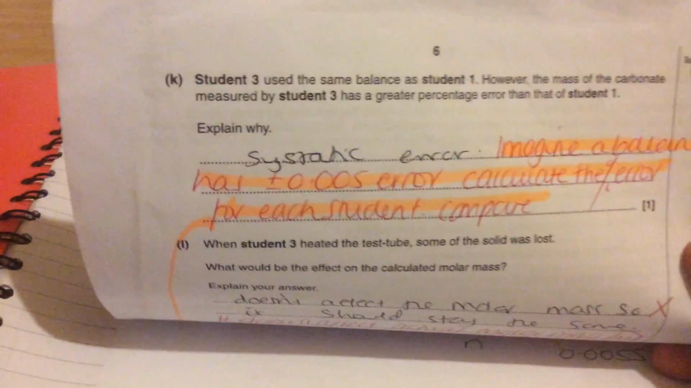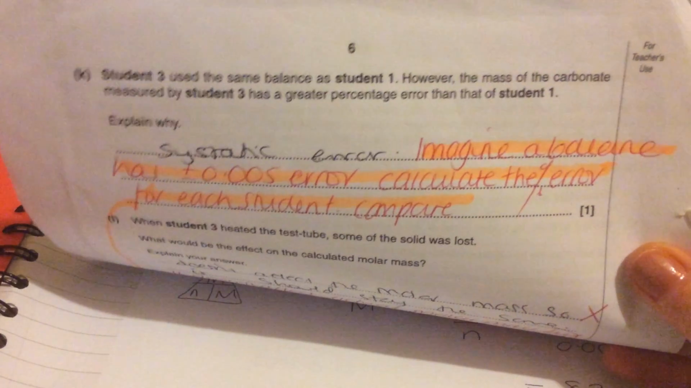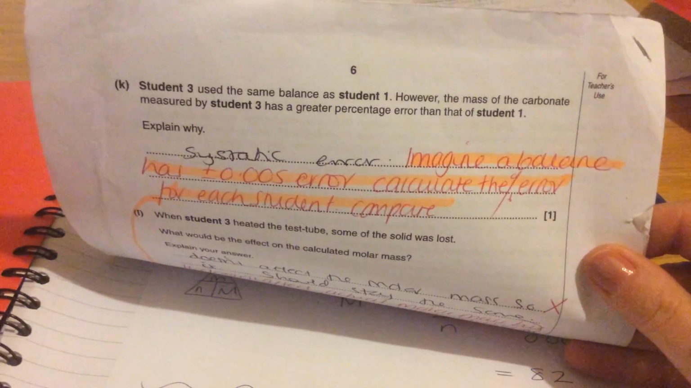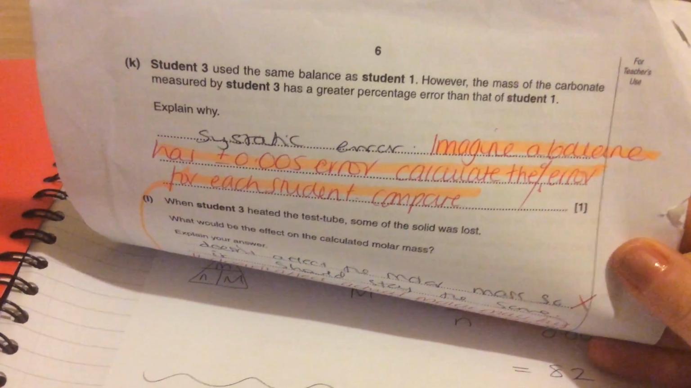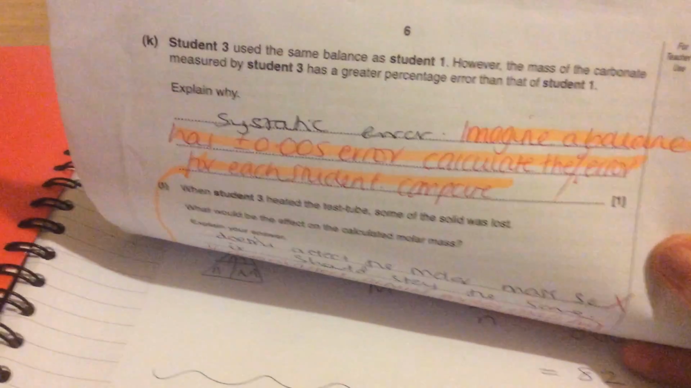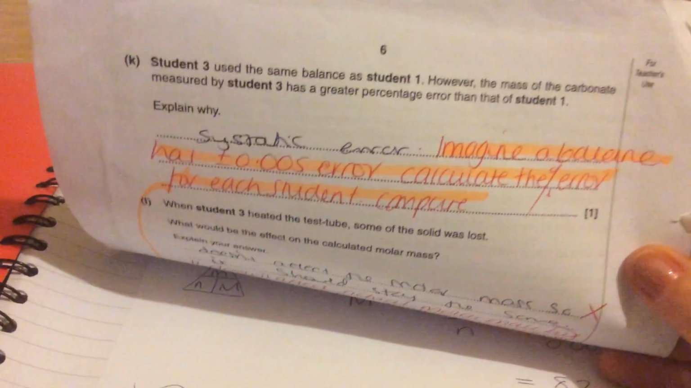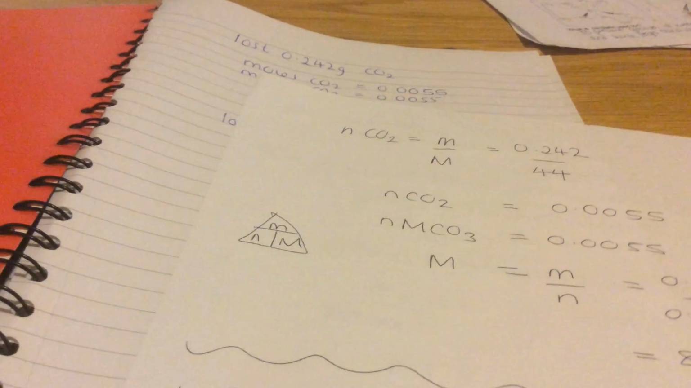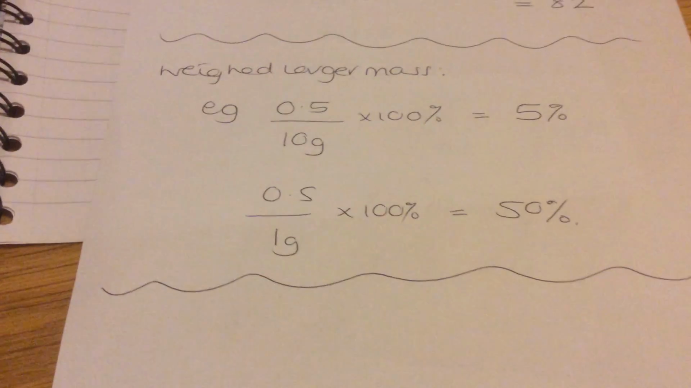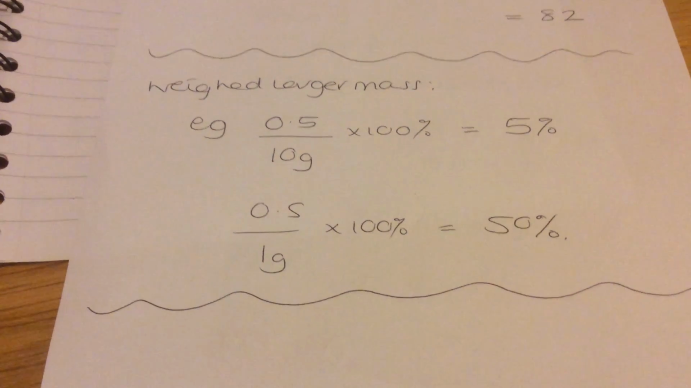The next question is asking us about errors. The mass of the carbonate measured by student 3 has a greater percentage error than that of student 1, and looking at why this is. Now, this is quite simply because one of the students weighed a larger mass or had a larger mass.